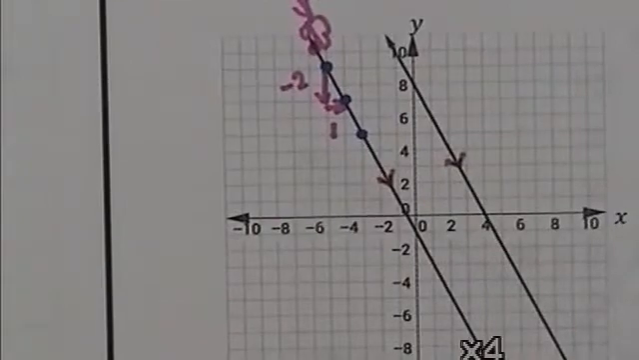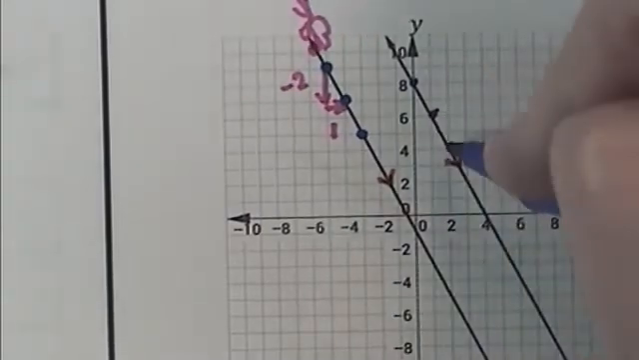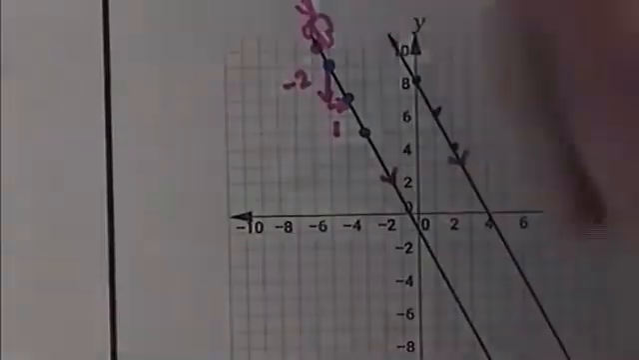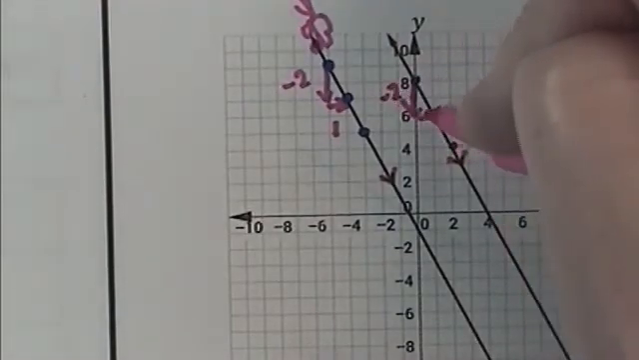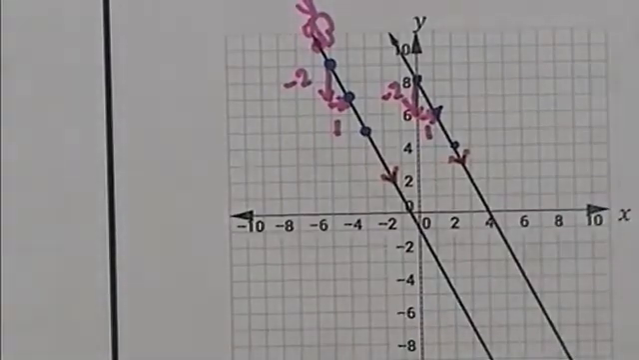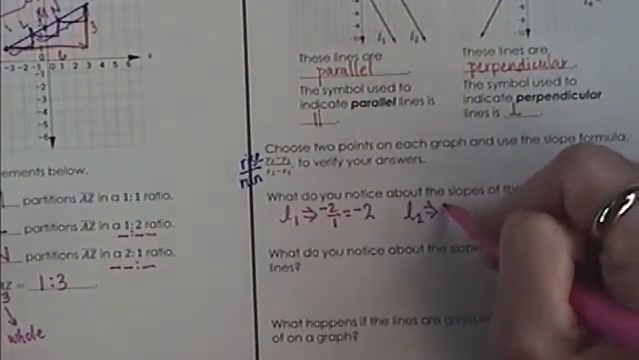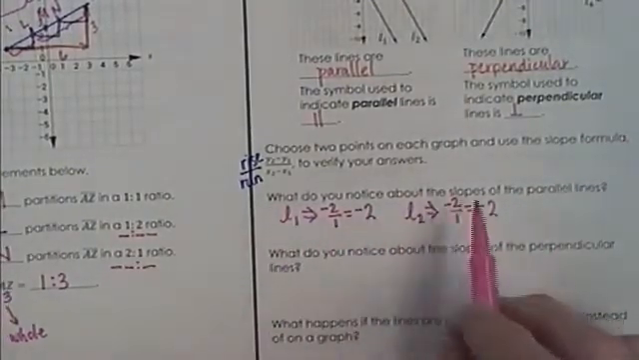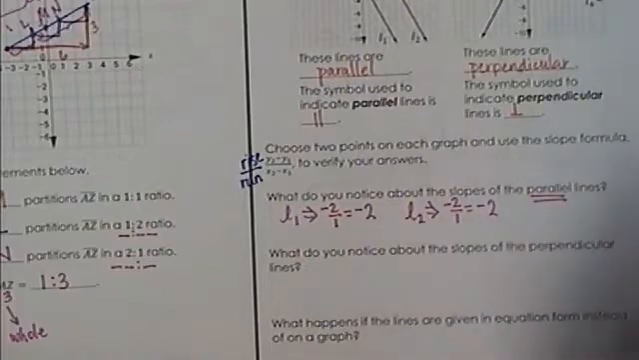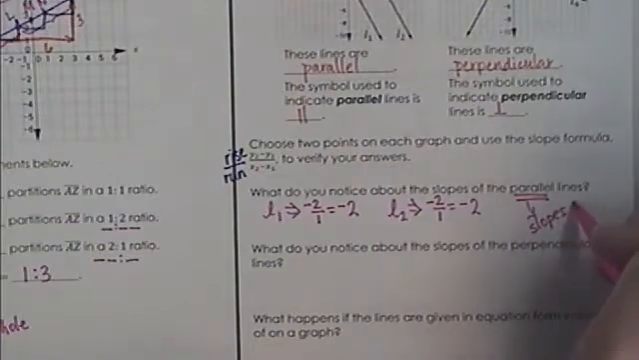Line 2, we're looking again for some good points. There's a good point. There's a good point. There's a good point. All right, let's do our rise and run. This also is going downhill. Drop 2, run in the positive direction 1. All right, so line 2 looks like it's exactly the same. Line 2 has a slope of drop 2, run 1, so a -2 slope. So what do you notice about the slopes of the parallel lines? Well, the slopes are the same.